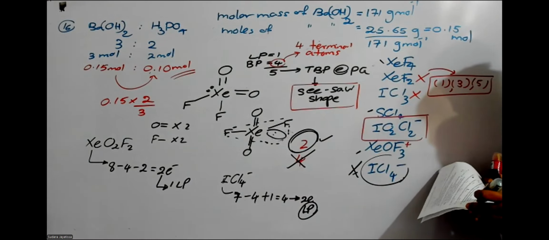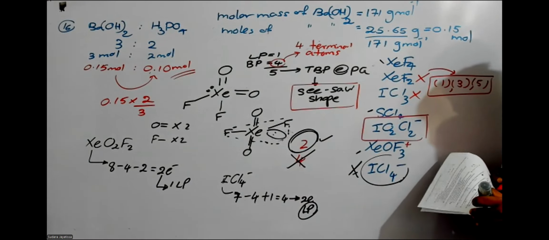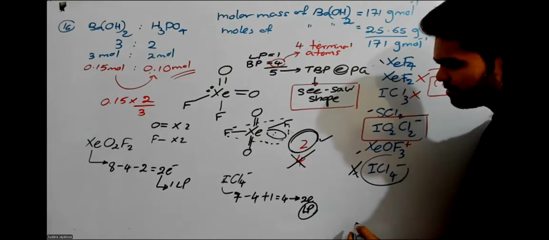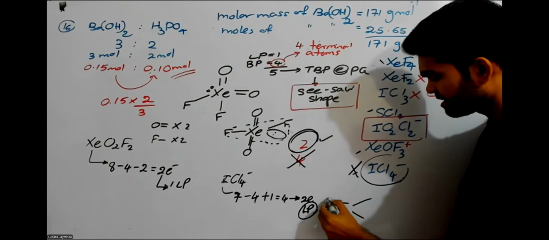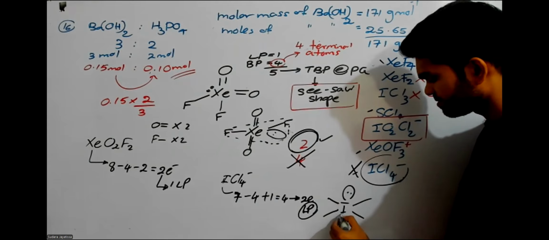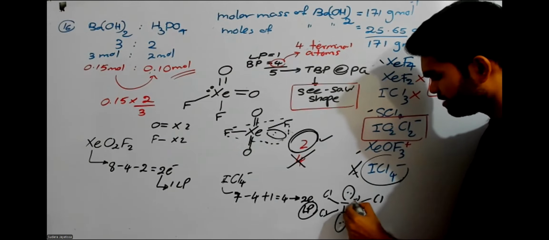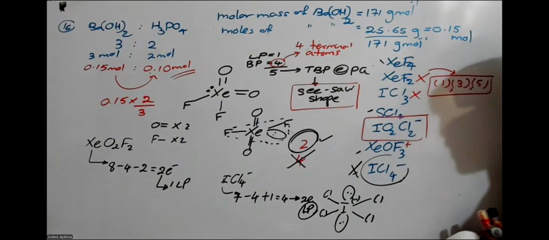Okay, and draw answer 2 and see. And what is the shape of ICl4 minus? It is square planar. ICl4 minus is square planar.